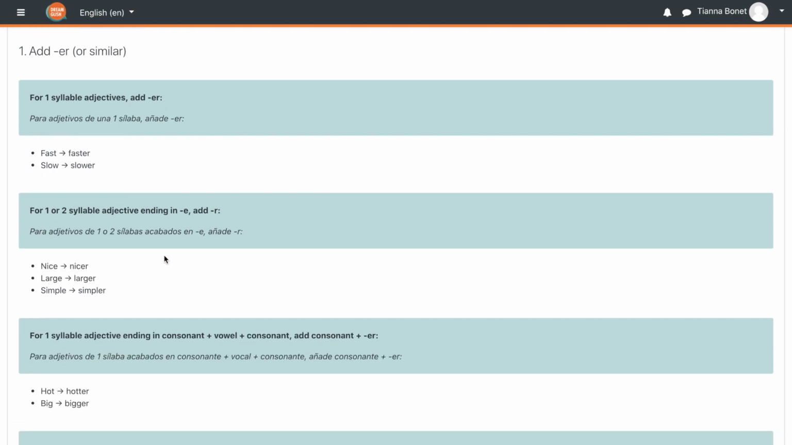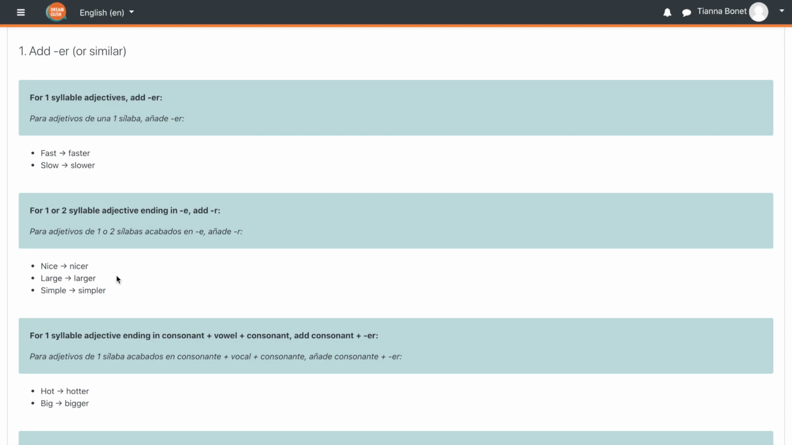For one-syllable adjectives, add er. Fast becomes faster. Slow becomes slower. For one- or two-syllable adjectives ending in e, add r. For example, nice becomes nicer. Large becomes larger. Simple becomes simpler.